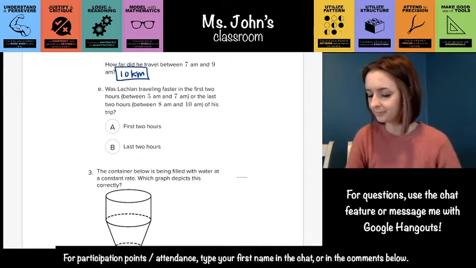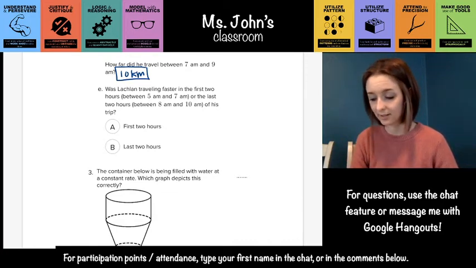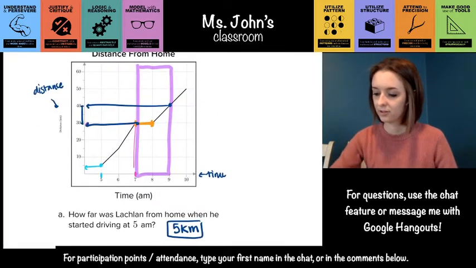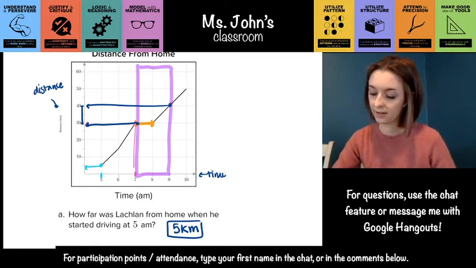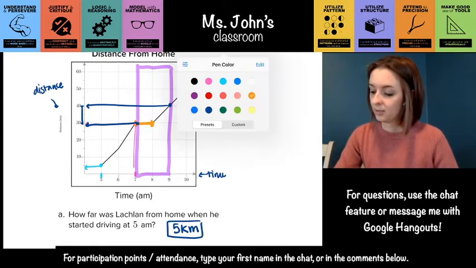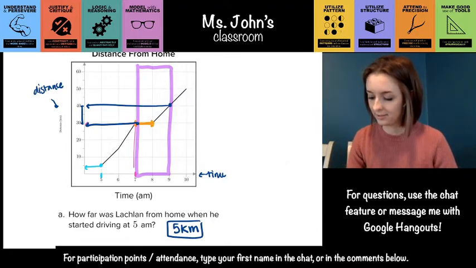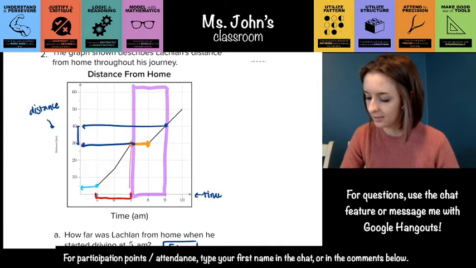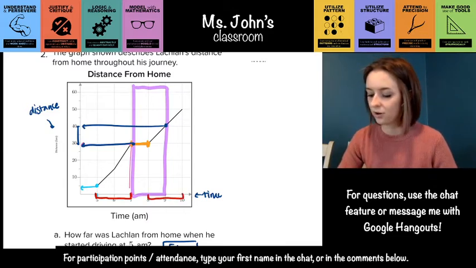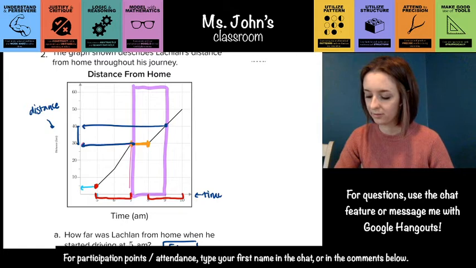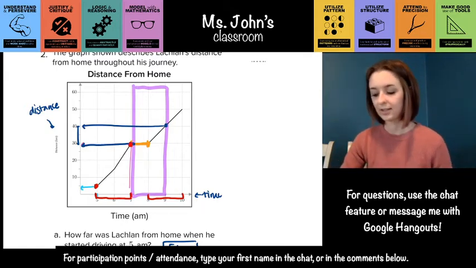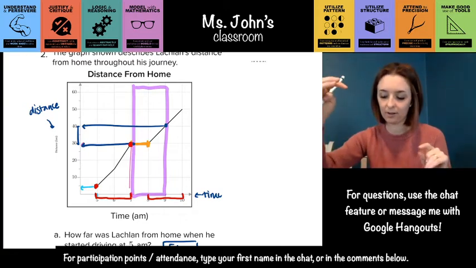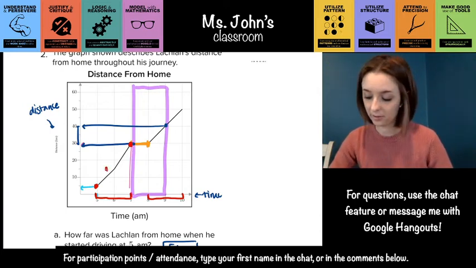And then, was Lishalon traveling faster in the first 2 hours or the last 2 hours of his trip? The first 2 hours, there's so much writing on my graph. Picking a different color. Okay, so the first 2 hours from 5 to 7, is that what it means? Yeah. Okay, so from 5 to 7 or from 8 to 10. So from 5 to 7, this section of the graph, he went from 5 kilometers to 30 kilometers. He started at 5 kilometers and ended at 30 kilometers. So that means in between that time, he went 25 kilometers.